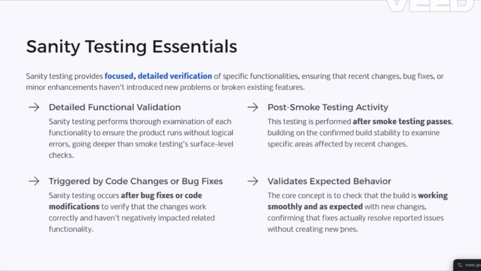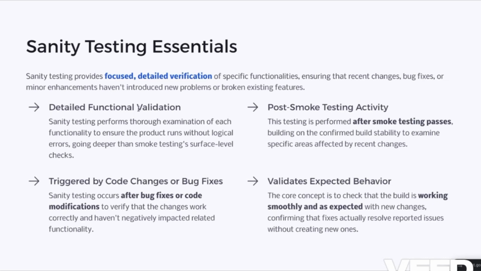Okay, sanity testing essentials. Sanity testing provides focused, detailed verification of specific functionalities, ensuring that recent changes, bug fixes, or minor enhancements haven't introduced any new problems or broken existing features. So it basically focuses on the specific functionalities and whether the recent changes or the bug fixes that were reported do not introduce new problems or break existing features.